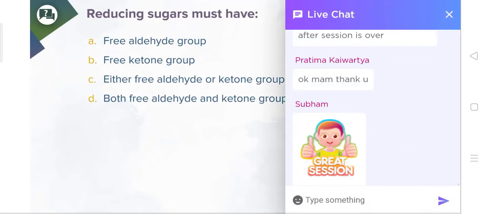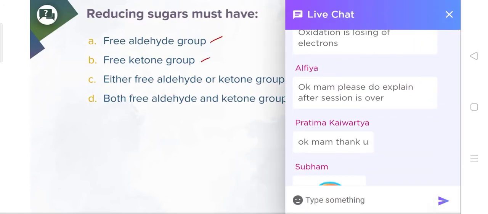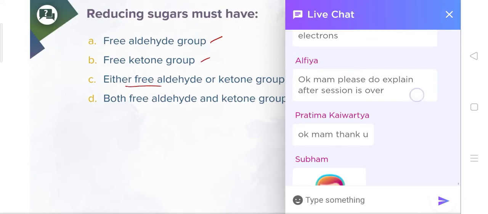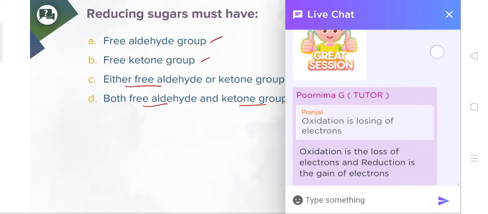Great. Reducing sugar must have free aldehyde group, free ketone group, either free aldehyde or ketone group, both free aldehyde and ketone groups. What would be the answer? It's easy. Either free aldehyde or ketone group. Fine. This is the correct answer.